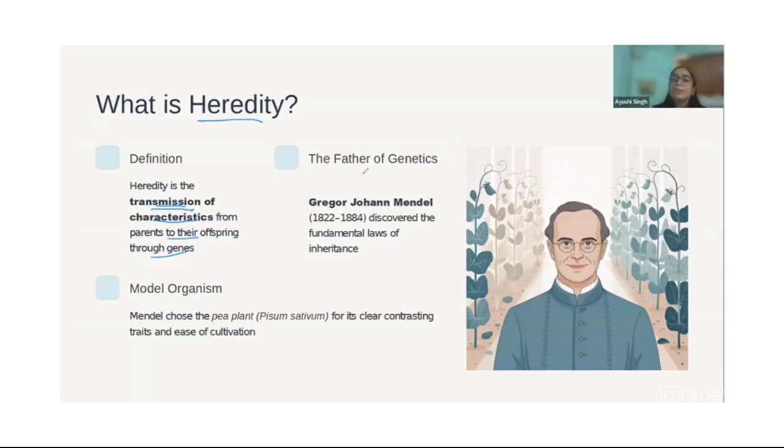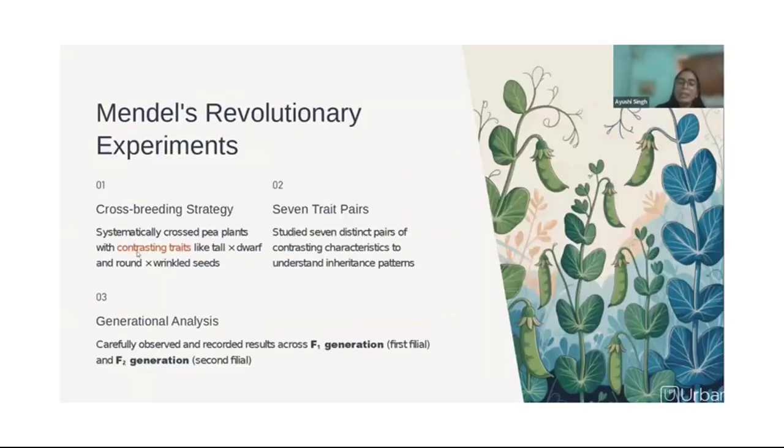Now, who is the father of genetics? Gregor Johann Mendel. What Mendel did was he experimented on a pea plant called Pisum sativum. So Mendel took these pea plants and started studying them. He took some contrasting characteristics like tall and dwarf, round and wrinkled seed, and he started studying how many plants are becoming tall in the next generation.